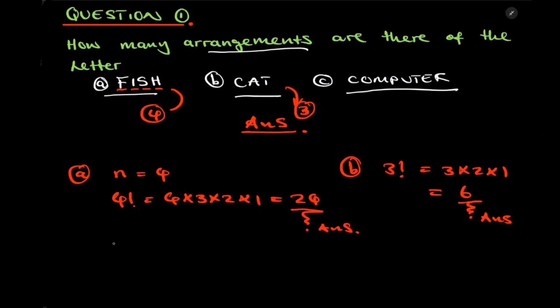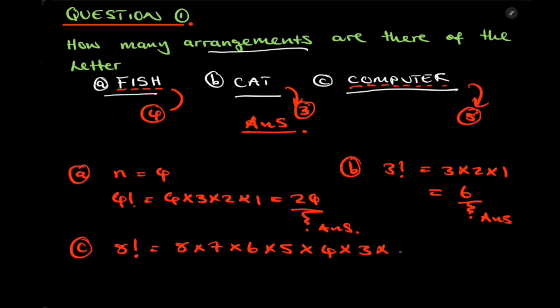Okay, now let's jump to the next word. How many letters does it have? 1, 2, 3, 4, 5, 6, 7, 8. It has 8 letters. So it's 8 factorial. And 8 factorial is 8 times 7 times 6 times 5 times 4 times 3 times 2 times 1.